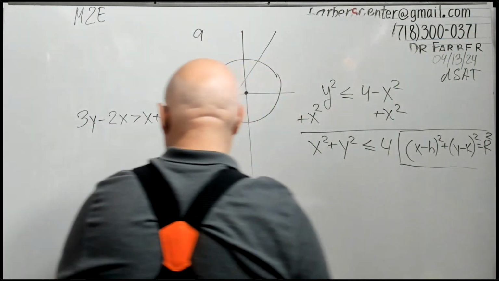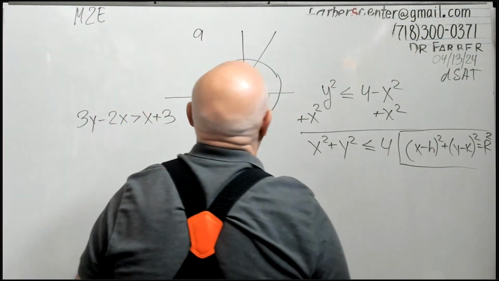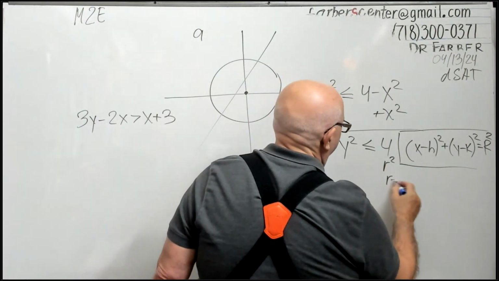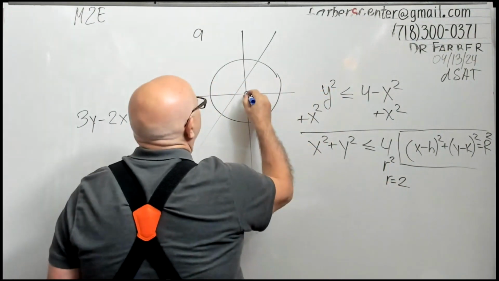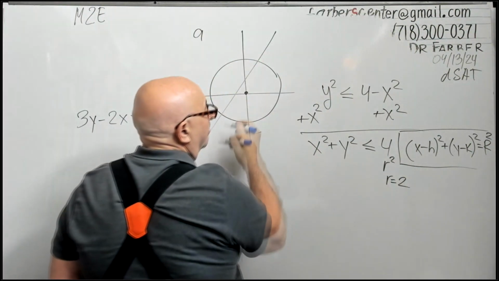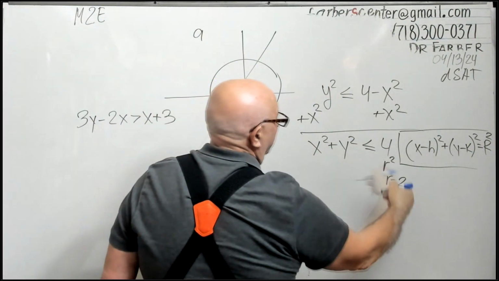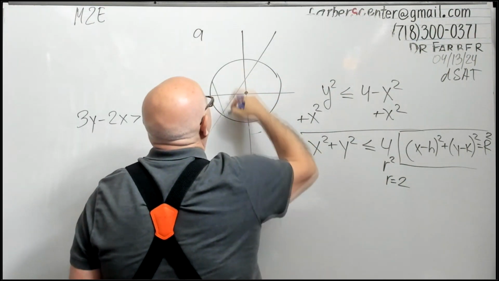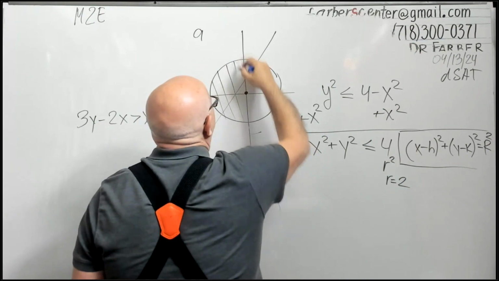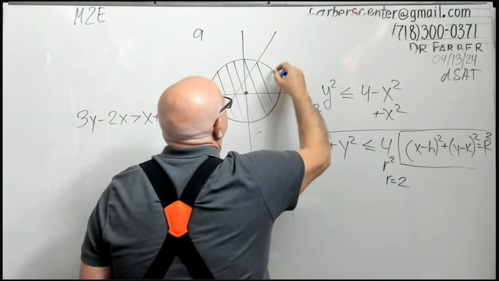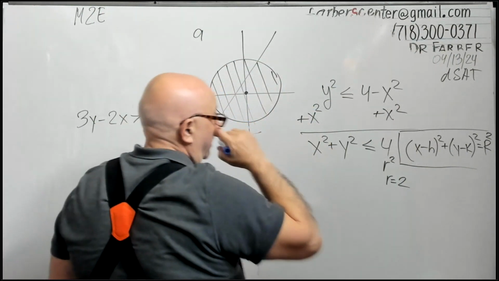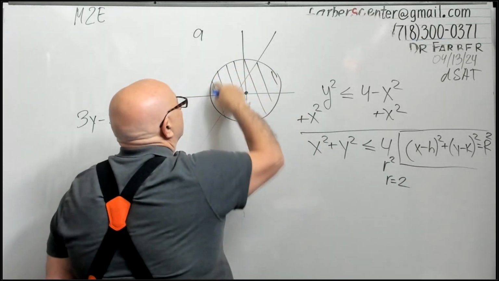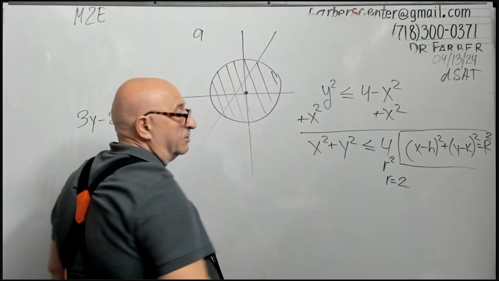Look at these multiple choices. This is r squared equals 4. It means r equals to 2. So this is my circle. And less or equal to 4 means the solution set for this inequality is inside of this circle, right? So all points belong to the circumference and inside of the circle. So far, so good.